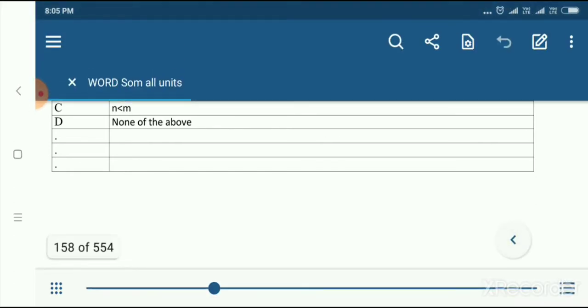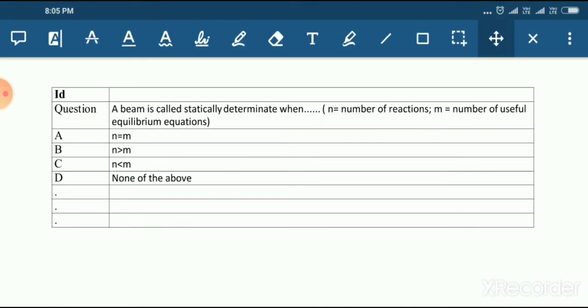Statically determinate beam means if number of equations are equal to number of reactions, then that type of beam is called statically determinate beam. Means if number of reactions is equal to number of static equilibrium equations, then the type of beam is called statically determinate beam. So I will explain by one beam. First try to understand the concept and accordingly you can solve the beam.